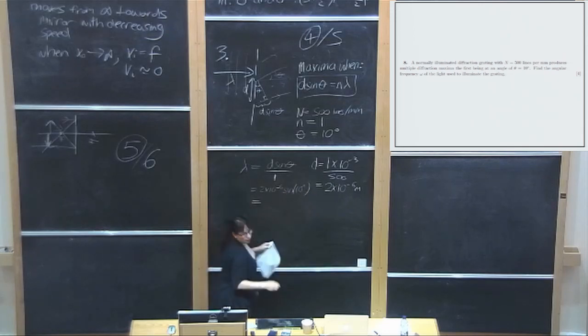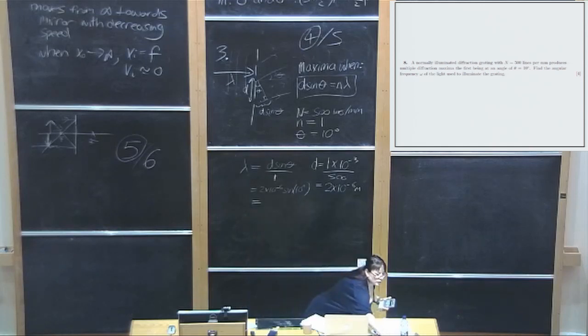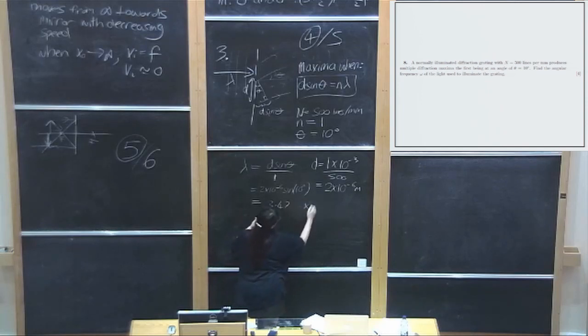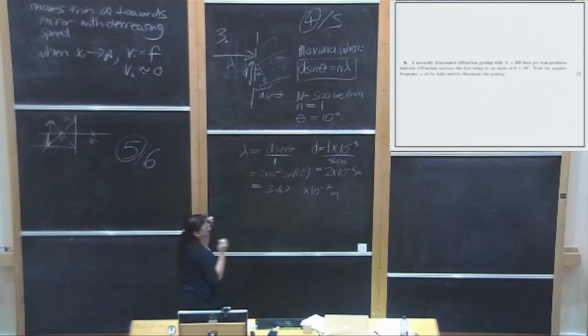I'm just going to get my calculator out. 2 times 10 times sine of 10. Yes, I'm in degree mode, good. So that is roughly 3.47 times 10 to the minus 7 metres, so about 350 nanometres. Okay, that's quite right on the edge, really, of the visible.